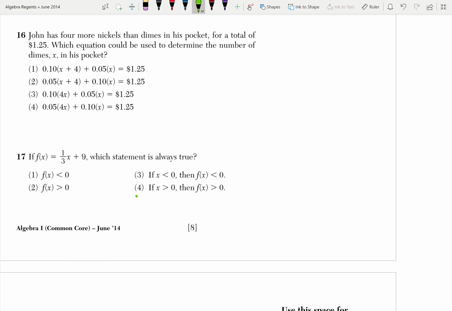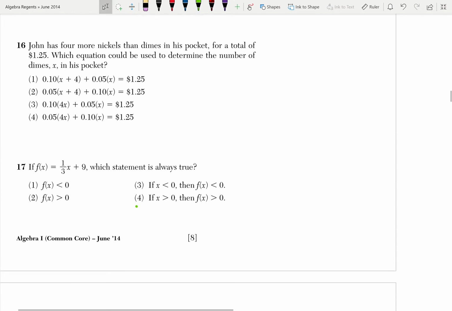Alright, in this video, we're going to go over questions 16 through 20 of the June 2014 Algebra 1 Regents exam. Okay, so let's start with question 16. It says, John has 4 more nickels than dimes in his pocket for a total of $1.25. Which equation could be used to determine the number of dimes x in his pocket?